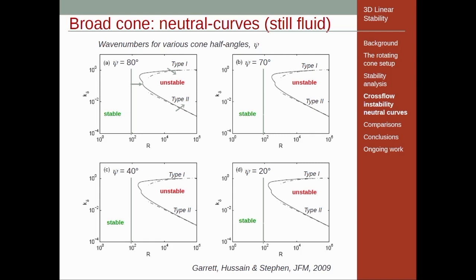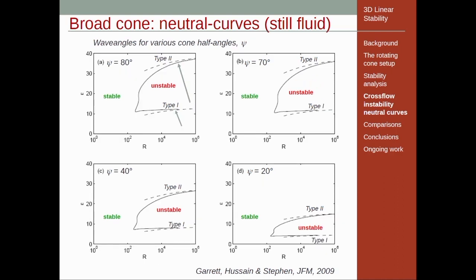And the only effect that we really see here is that as we increase the half angle of the cone, so we make it more broad, then the flow is stabilized ever so slightly, and the number of potential vortex wave numbers is reduced. So the flow is basically just becoming a bit more stable.